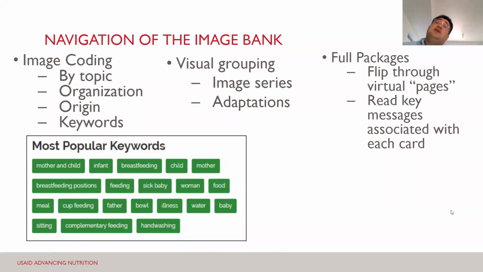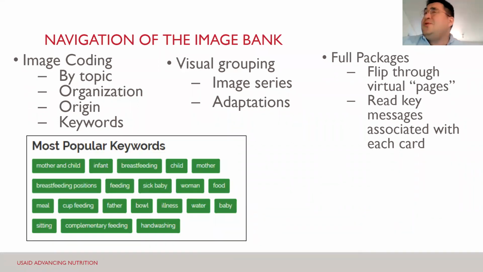Very quickly, the image bank is coded by topic and by organization. We also have grouped all of these images by series. So if, for example, you are looking at an image of, let's see, child's development milestones, if you find one image, it will link you to all of the other images of that series, as well as adaptations made for another country context of that same image.